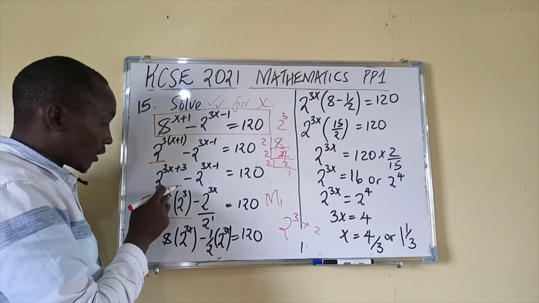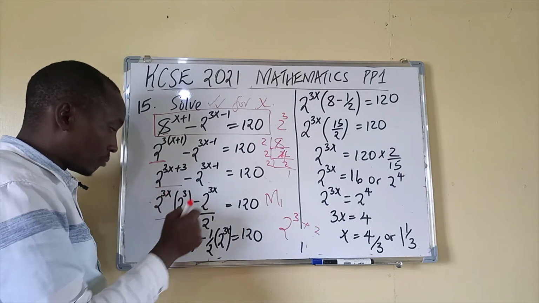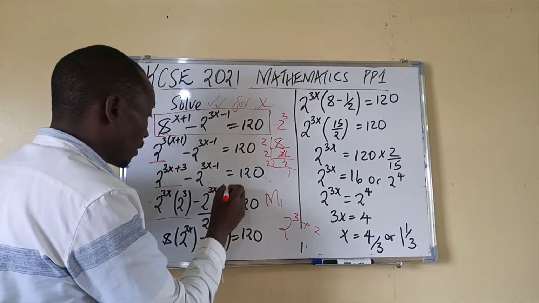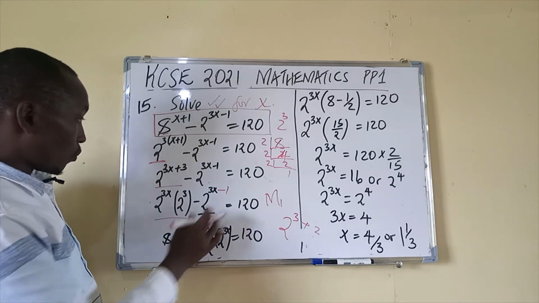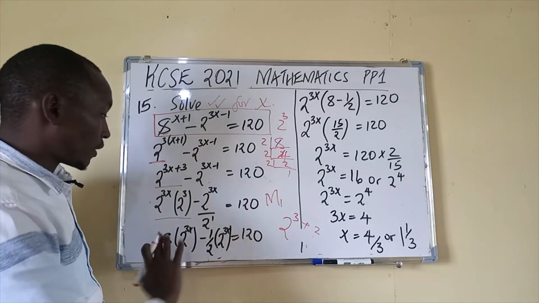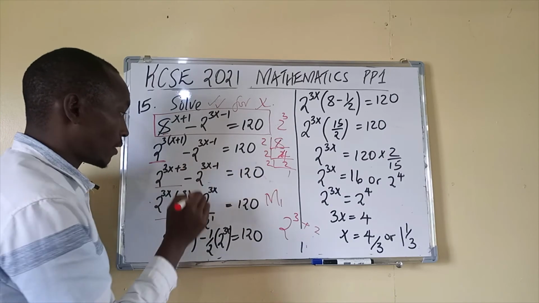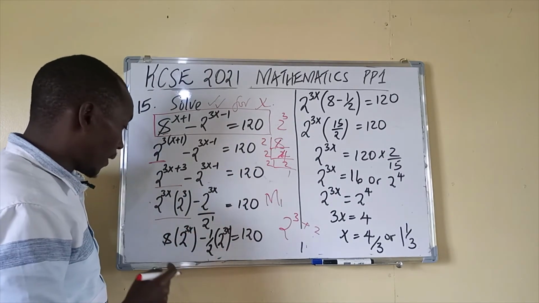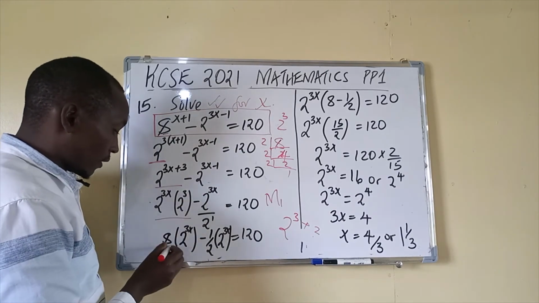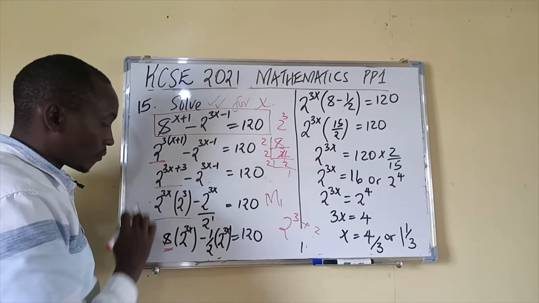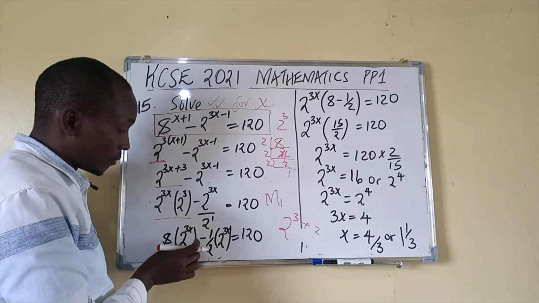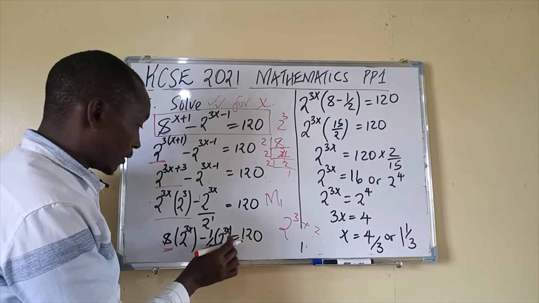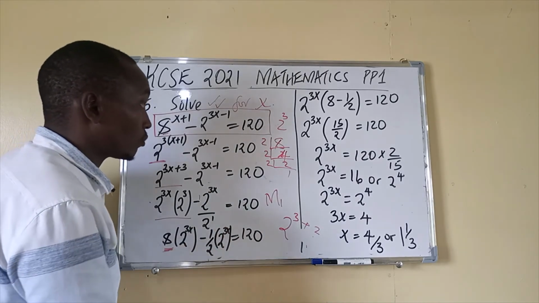This will be 2 raised to power 3x times, the bracket means times, 2 raised to power 3, minus, as it was before, remember there is a minus 1 there. Although with this, I have just tried to separate. Even this one, it was minus 1. Minus of indices means divide. So that's why I've divided by 2 raised to power 1. So 2 raised to power 3 is 8. Then this 2 raised to power 3x remains on its own. Then this is just a half, 1 over 2. Half of 2 raised to power 3x there equals 120.